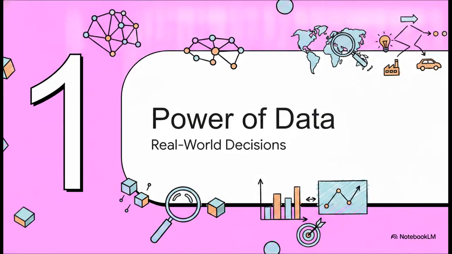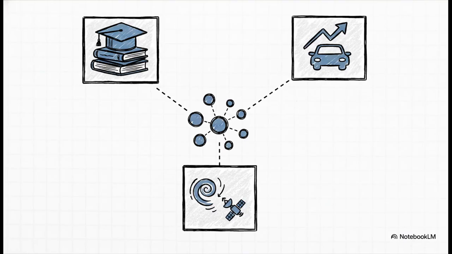Section 1. The power of data, making real-world decisions. We encounter data every single day, often without even realizing it's pulling the strings. Data literally drives our choices. Think about dynamic cab pricing, right? Whether it's an airline tweaking its fares or a rideshare app suddenly doubling your costs during a rainstorm, data is the hidden engine making that happen.